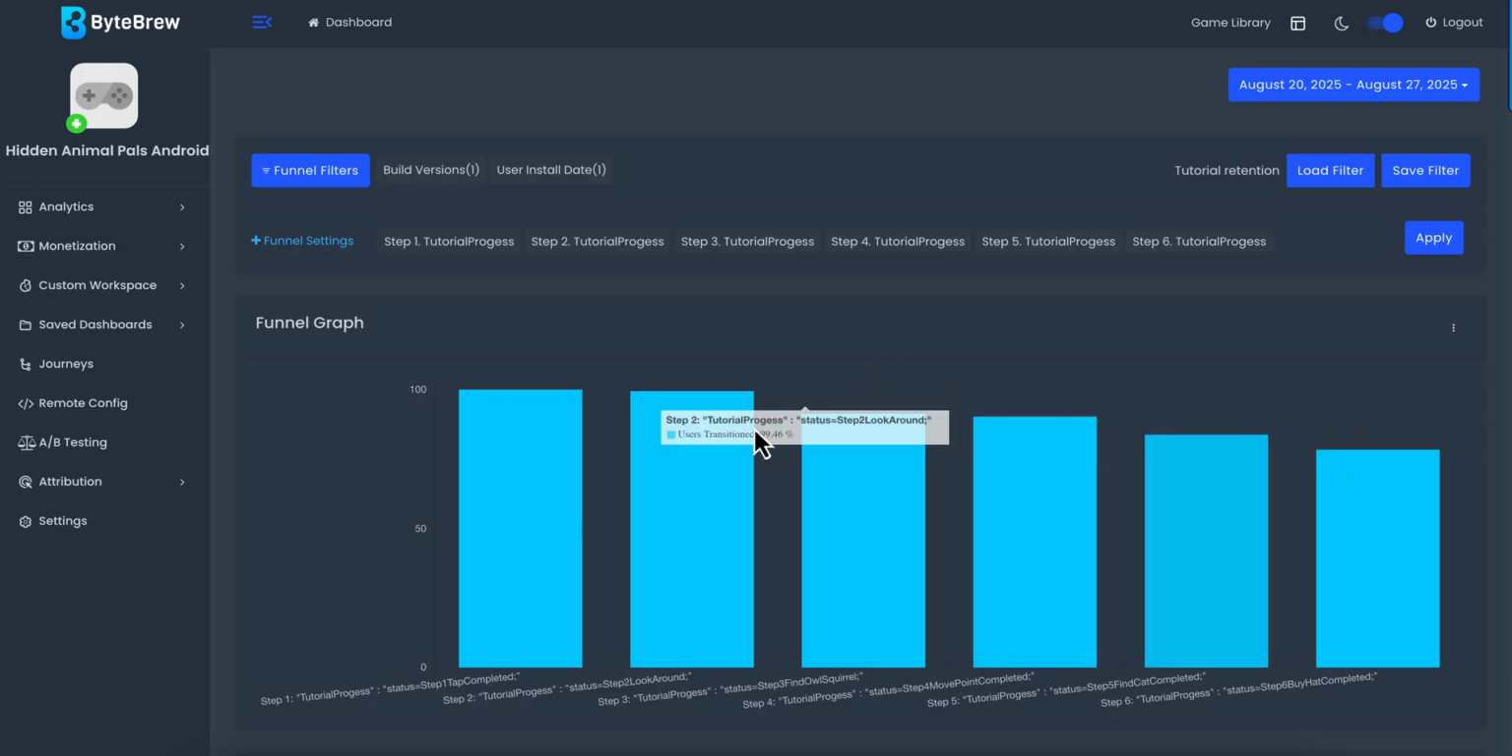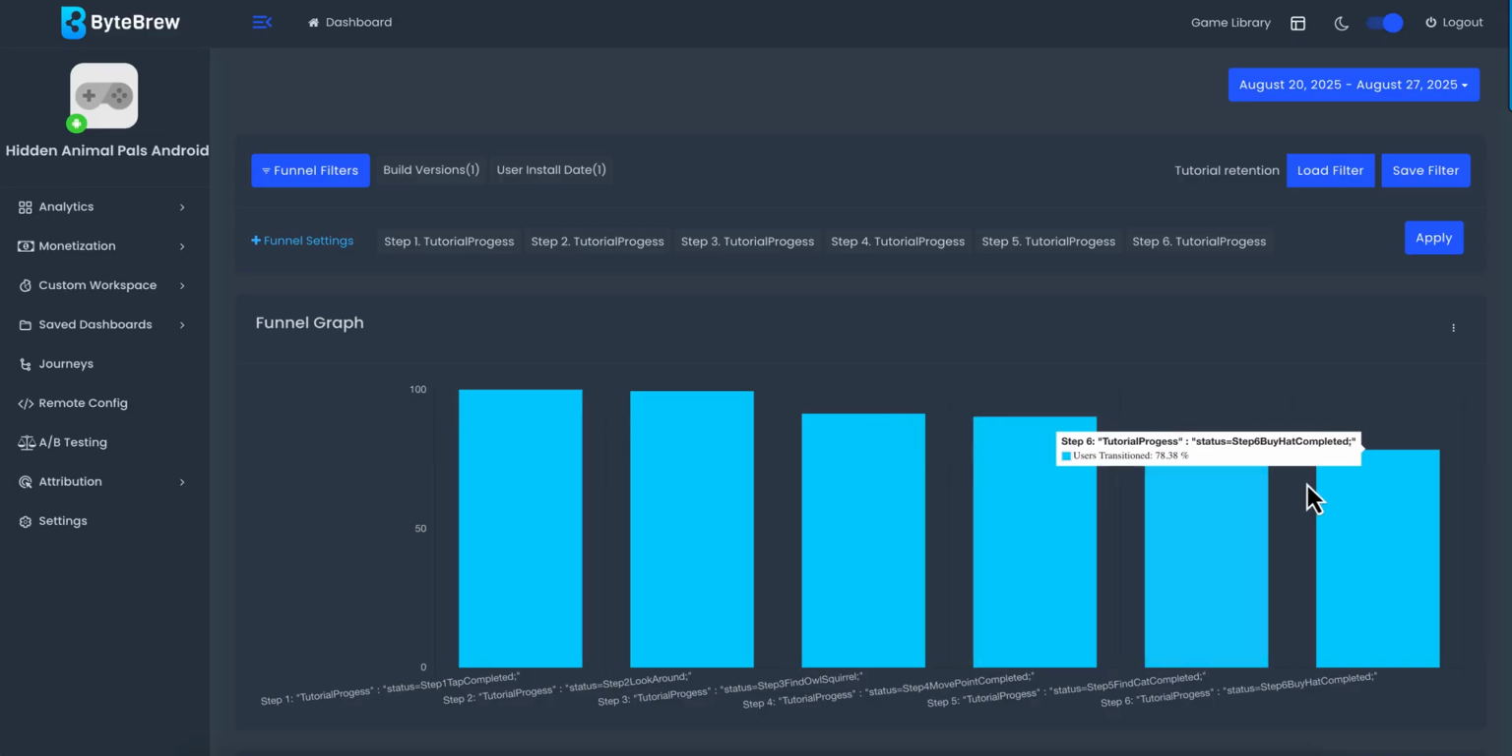Looking at these two drops, from step 2 to step 3, and step 4 to step 5, we immediately know that looking around causes a drop off, causes churn. There's something wrong with the control system, or maybe the demographic just doesn't play these types of games where they have to look around using the screen. So that's a problem there.